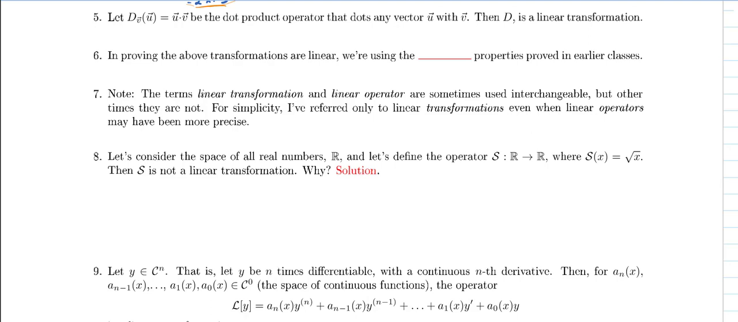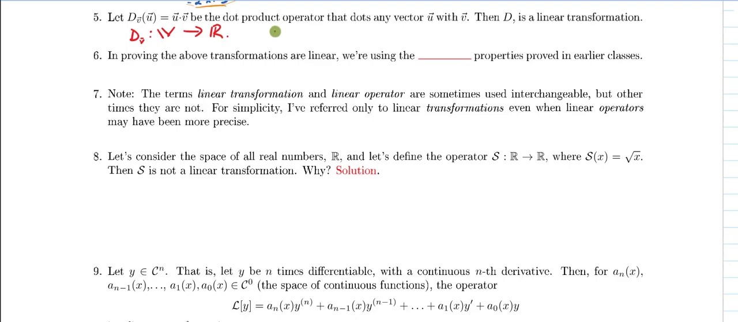So folks, we're continuing with our discussion of linear transformations. And one linear transformation that we could look at is the dot product operation. So one way to look at that is if we have a vector space V, then this mapping is going to map from your vector space to the space of real numbers.